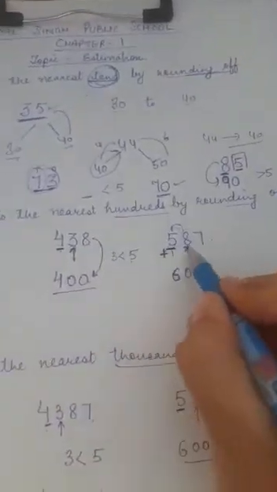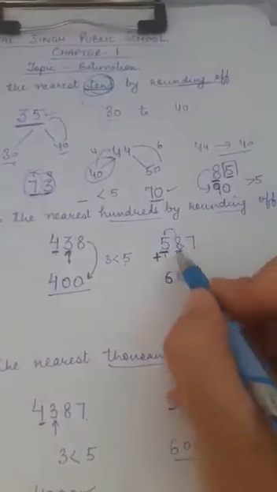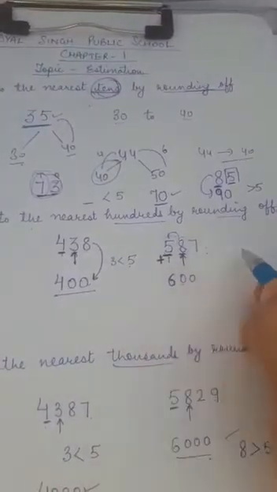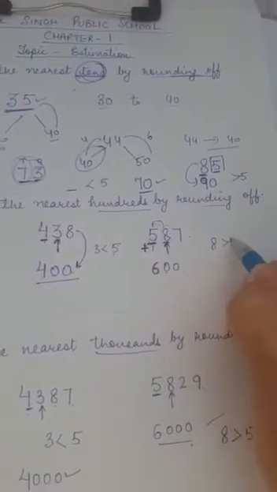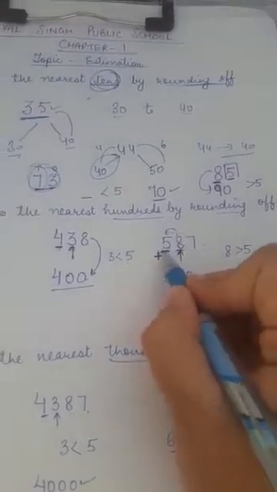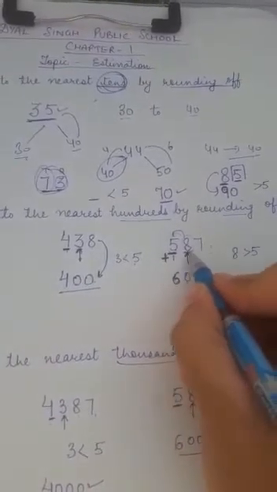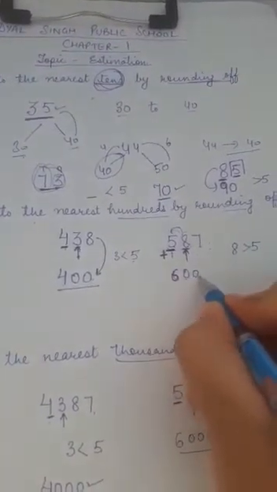If I talk about 587 and I have to round off this number again at the hundreds place, I look at the digit at the tens place. It is 8. 8 is greater than 5. So the digit at the hundreds place will be rounded up by 1. That is, 5 becomes 6, and all the remaining digits will become 0, 0.